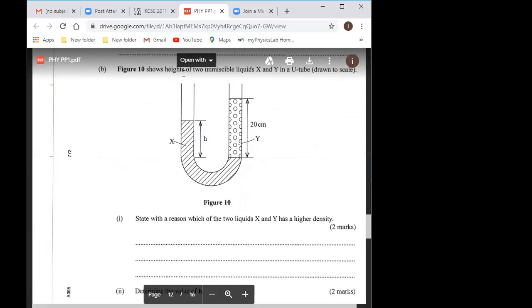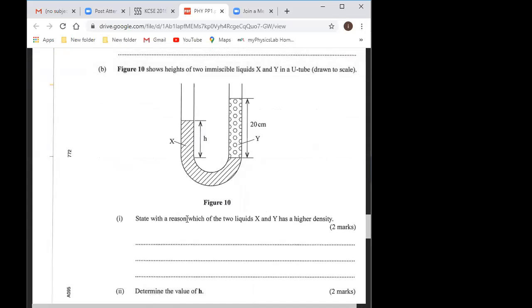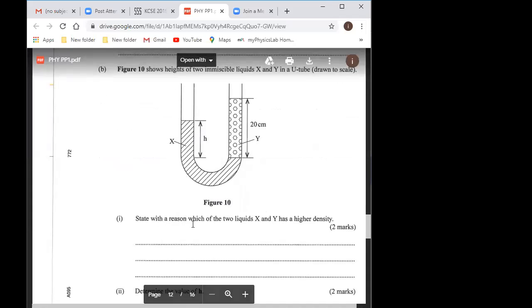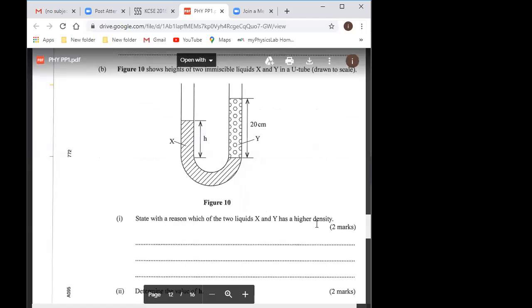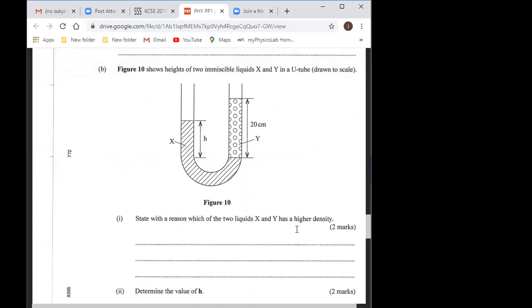Figure 10 shows heights of two immiscible liquids X and Y in a U-tube. Liquid X and we have liquid Y. State, with a reason, which of the two liquids X and Y has a higher density. Which one do you think has a higher density between X and Y? Y.